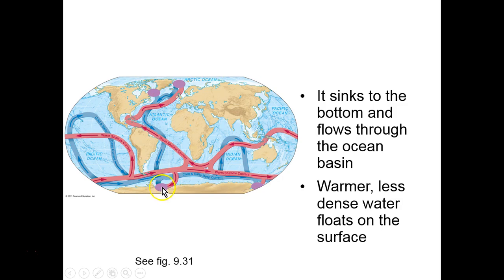Okay, so we have dense water that forms at Antarctica and near Greenland in the Arctic. It gets very dense, and so it sinks down and it stays on the bottom of the ocean, whereas you have warm water around the equator, and therefore it's low density, and so it floats on the surface.